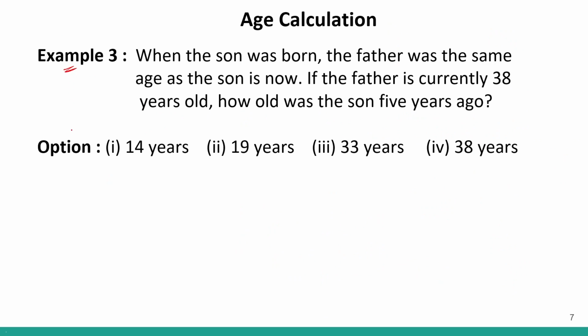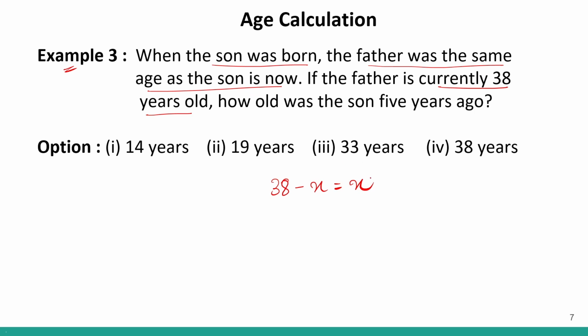Example number 3. When the son was born, the father was the same age as the son is now. The father's age currently is 38 years old. So this can be represented as, this is the father's age. If I remove the son's age, I'll get the son's age. Because over here, when the son was born, the father was the same age as the son is now. So if I remove the age of the son, I'll get the age of the son.